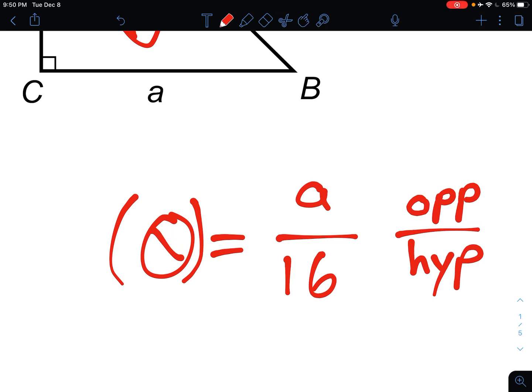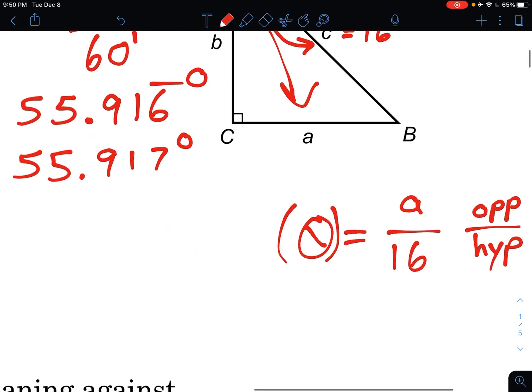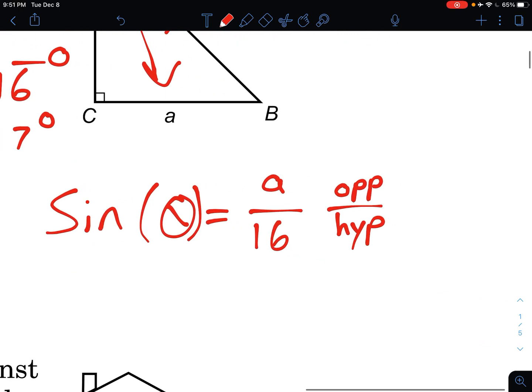All right. So class, which trigonometric function uses the ratio opposite over hypotenuse? Very good. It's sine. So remember the SOHCAHTOA, SOH. Sine is opposite over hypotenuse.